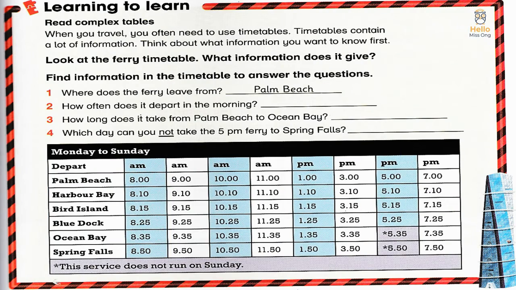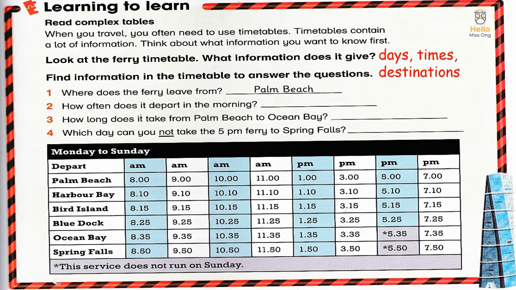Learning to learn. Read complex tables. When you travel, you often need to use timetables. Timetables contain a lot of information. Think about what information you want to know first. Look at a ferry timetable. What information does it give? Days, times, and destinations.